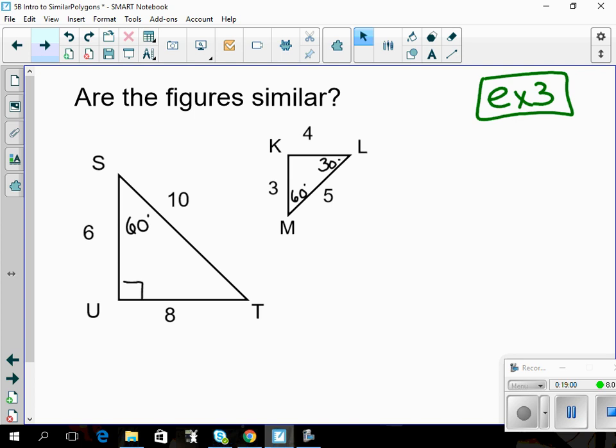Remember at the beginning of our notes, we had a 3-part definition to are they similar. The first one, this tissue's back there if you need it.